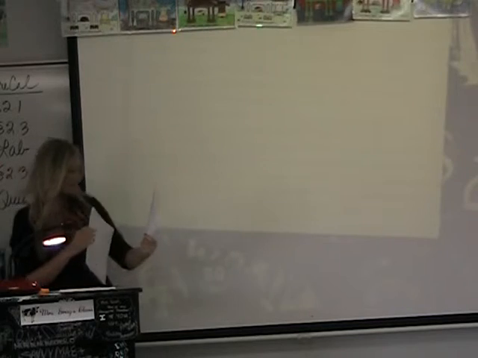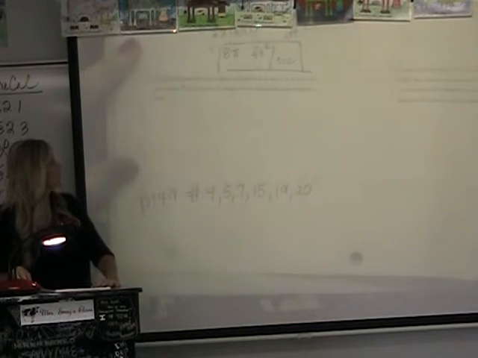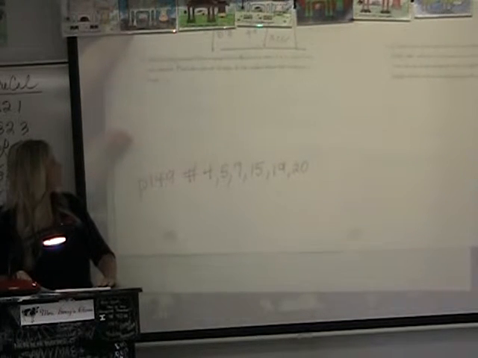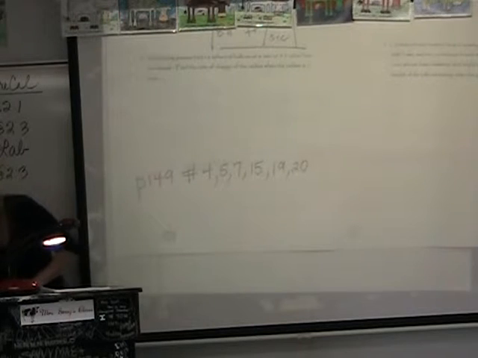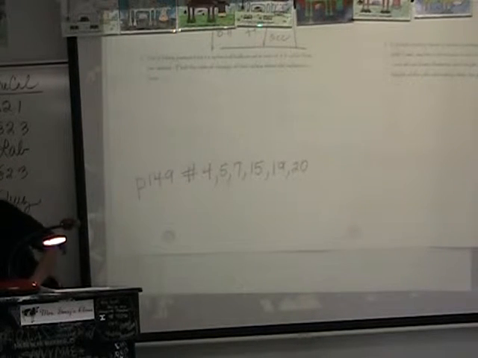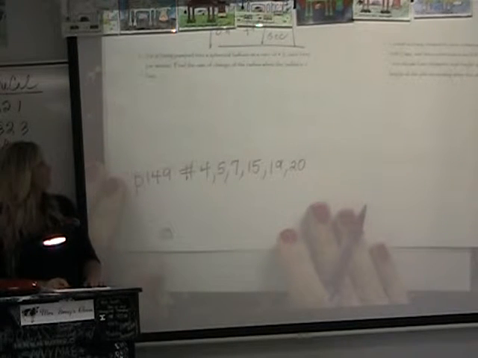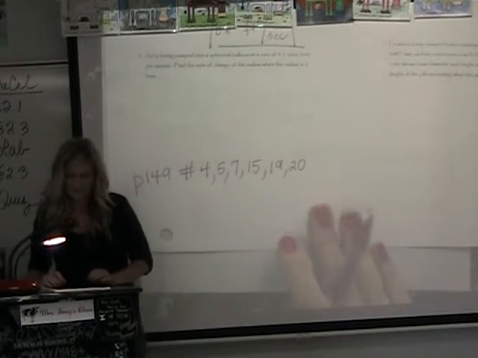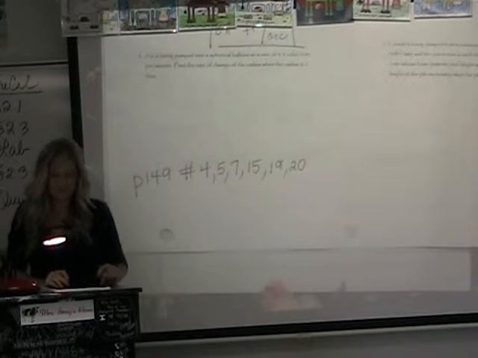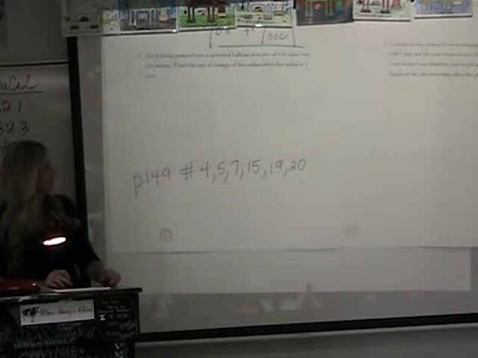So let's see, I think I had you do number 5 on your own before you left class yesterday. So let's talk about that one first. Number 5 says air is being pumped into a spherical balloon at a rate of 4.5 cubic feet per minute. Find the rate of change of the radius when the radius is 2 feet.